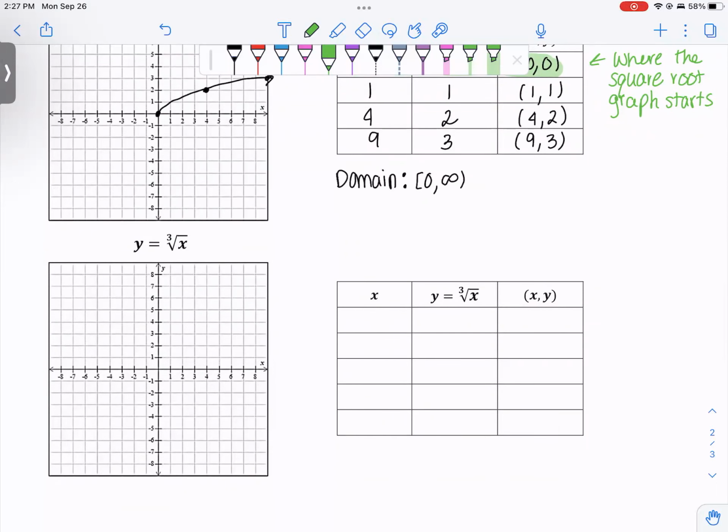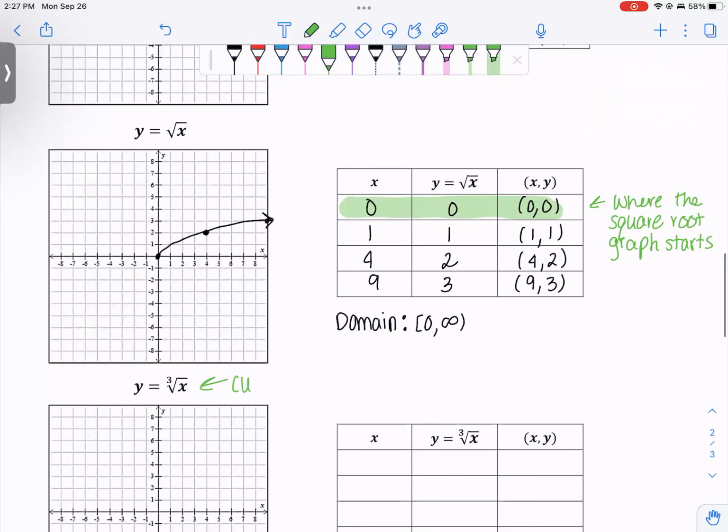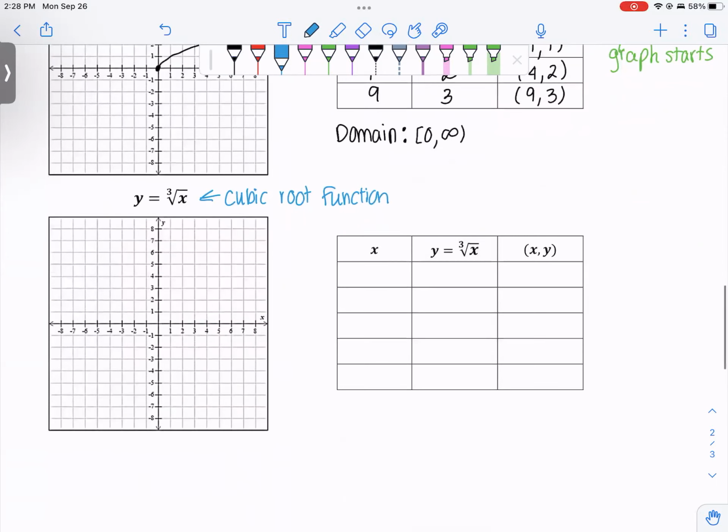Finally, we have the cubic function, not the cubic, the cubed root function. Did I do that in blue? I did. Let me maintain that consistency. Cubic root, it is a cubic root because it is the third root. We want to choose x values here that we can take an easy cubed root of.